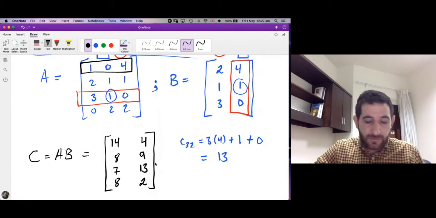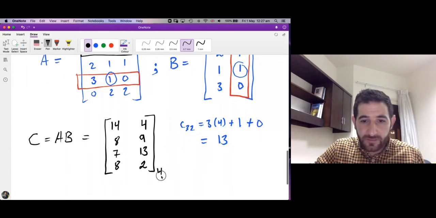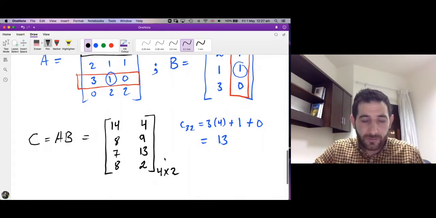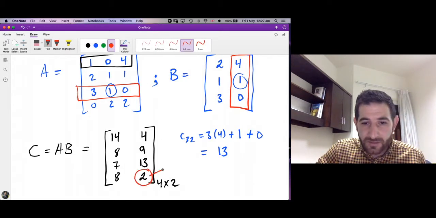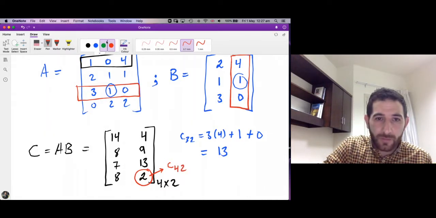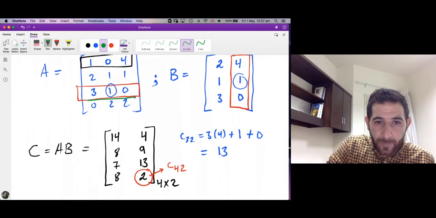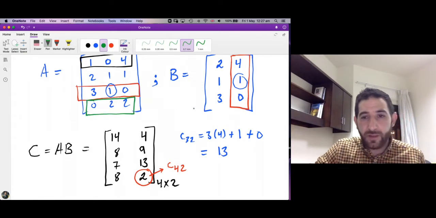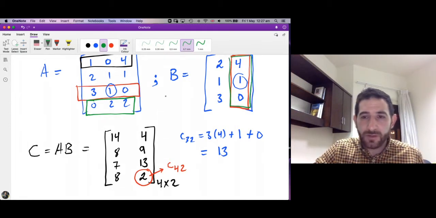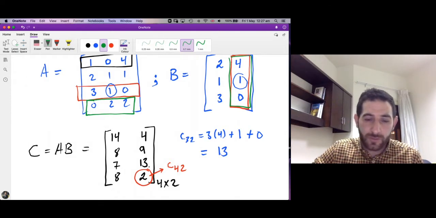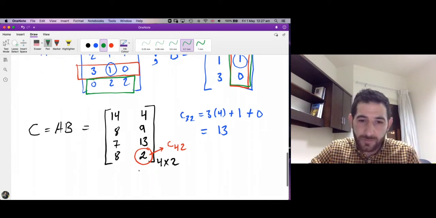And so see that this matrix has dimension 4 by 2. We have 4 rows and 2 columns. If you want to check how we got this 2, what is this 2? It's C42, so look at the fourth column, I will use green now, of A and the second column of B, and multiply the corresponding entries and add them. 0 times 4 is 0, 2 times 1 is 2, plus 2 times 0 is 0, so we get 0 plus 2 plus 0, which is 2. Okay, check.